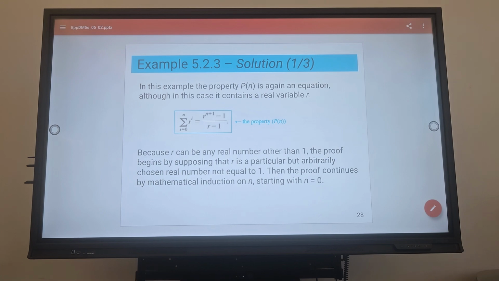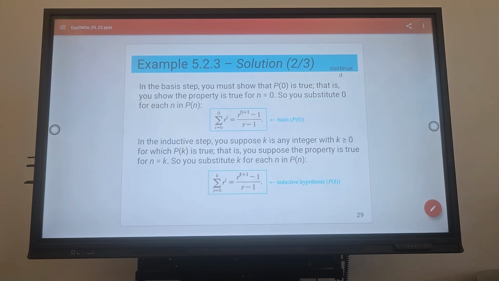Then the proof continues by mathematical induction on n, starting with n equals 0. In the basis step, you must show that P of 0 is true. That is, you show that the property is true for n equals 0. So you substitute 0 for each n in P of n.